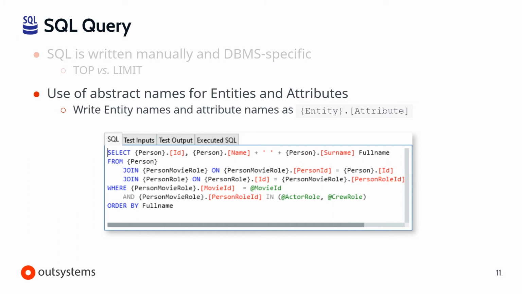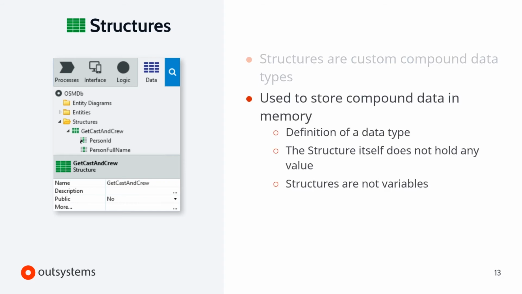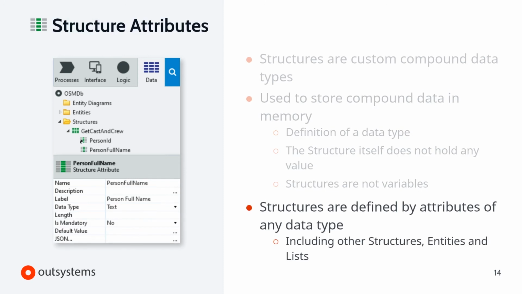Before we move on to the SQL tool outputs, let's talk about structures. Structures are somewhat similar to entities in the sense that they are compound data types. However, they are simply a data type definition. They don't hold any value. Another important feature is that a structure is not a variable, but a variable can have its data type set to a structure. Since a structure is a compound data type, it is composed of multiple attributes. Each attribute has a data type, such as integer, text, entity, or even another structure.